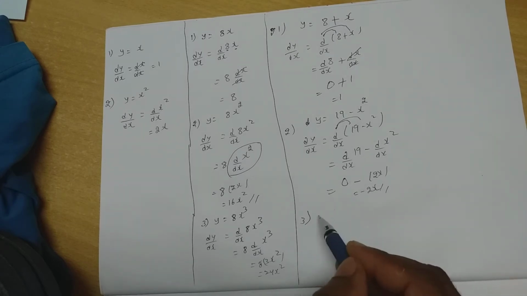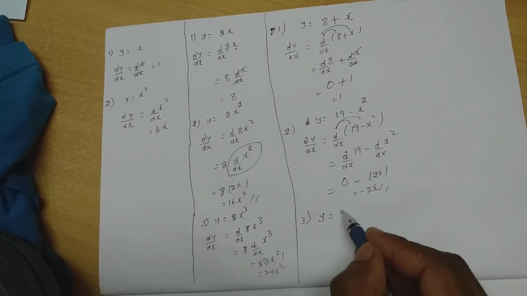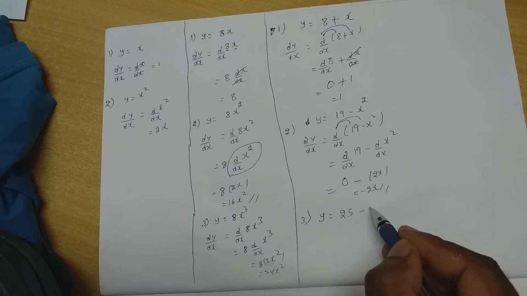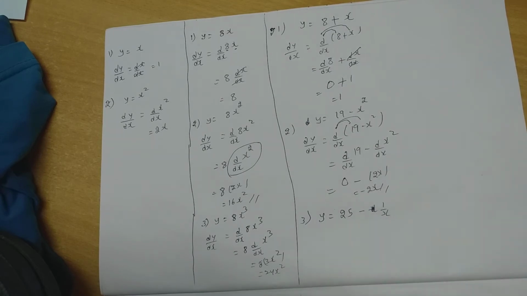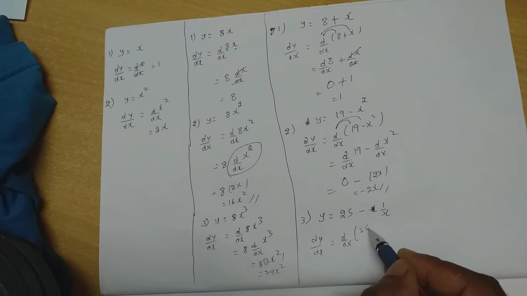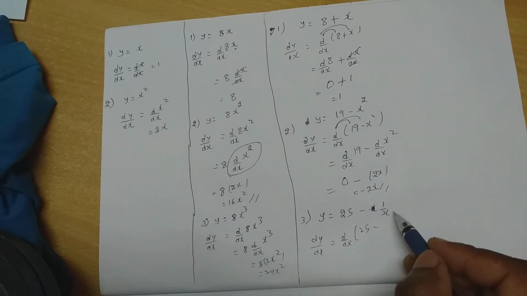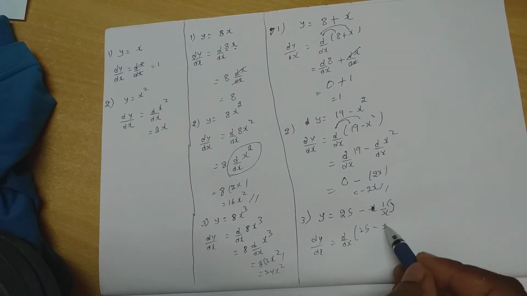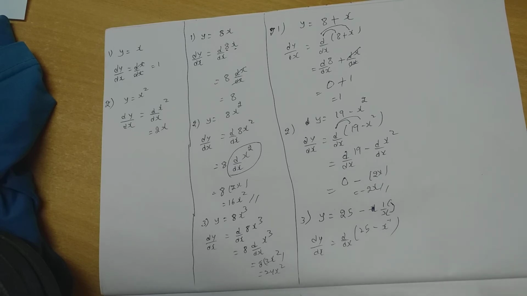Now one more example then. If y is equal to 25 minus 1 by x. So dy by dx equal to d by dx on 25 minus 1 by x. So I am taking this x up. It will become x power minus 1. So now d by dx applied on 25 as well on x power minus 1.